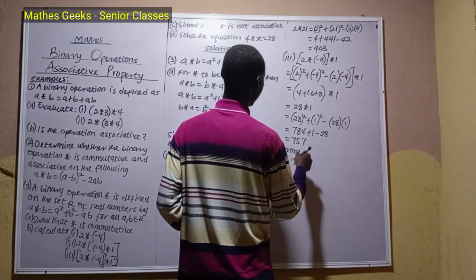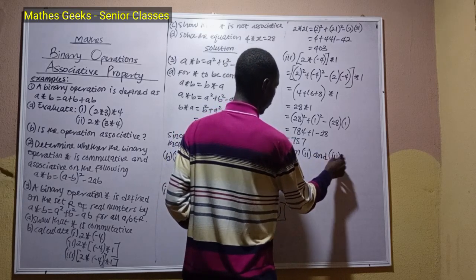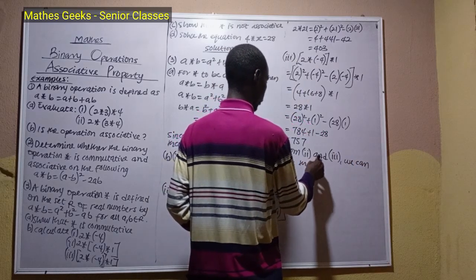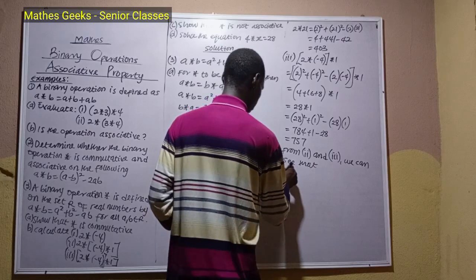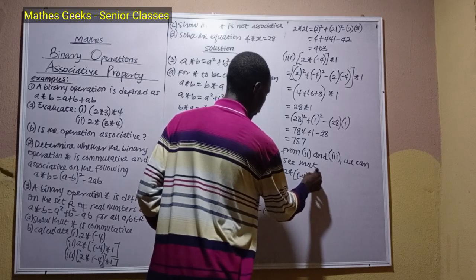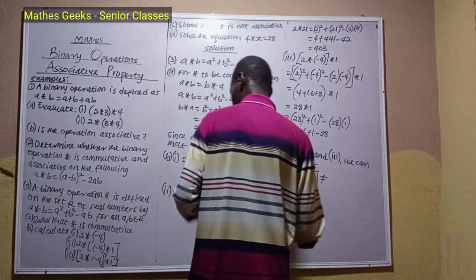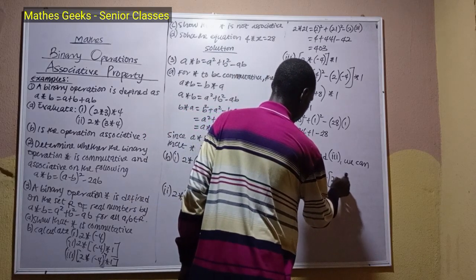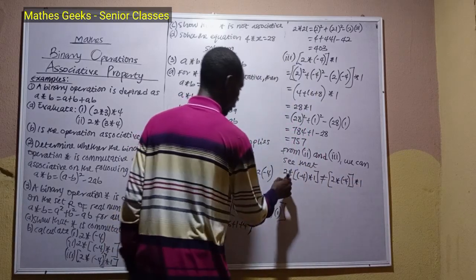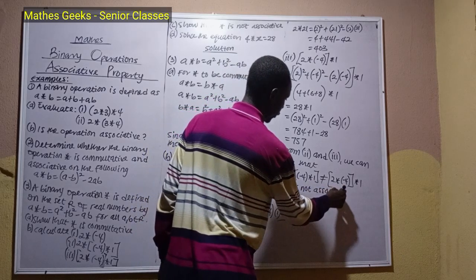So from the two results, we can see that 2 star (minus 4 star 1) is not equal to (2 star minus 4) star 1. Therefore, star is not associative.